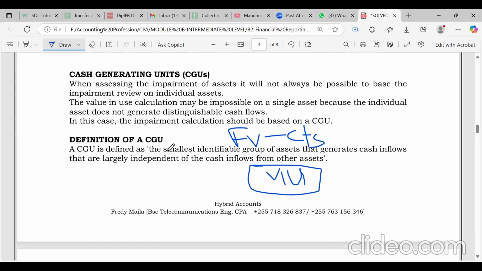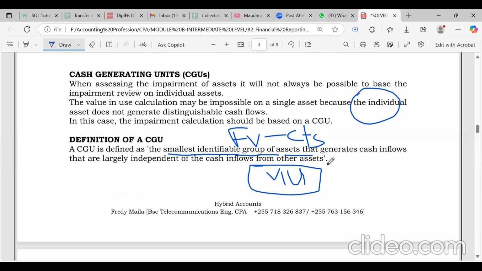A cash generating unit is the smallest identifiable group of assets that generates cash inflows that are largely independent of cash inflows from other assets. Let's say you are a company, and you say this asset cannot generate cash flows by itself, for example goodwill. So what are you going to do? We try to find the smallest possible group of assets that can generate its own cash flows, because to get the value you need the cash flows.